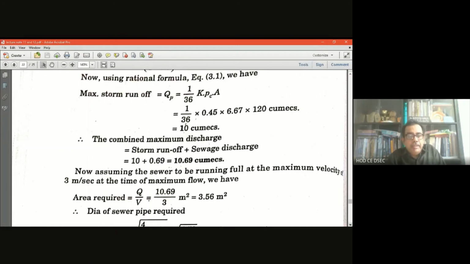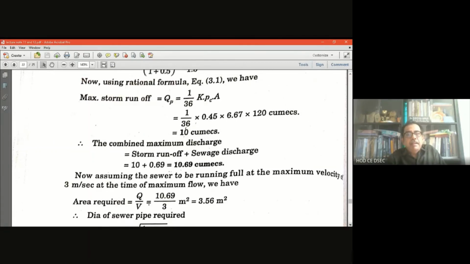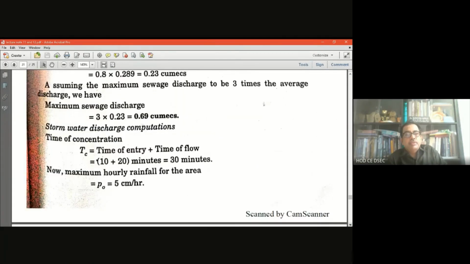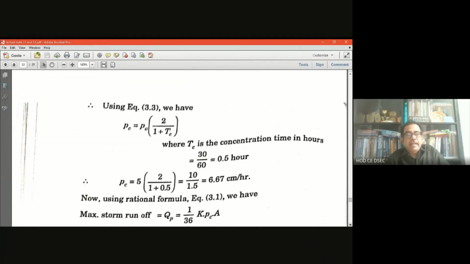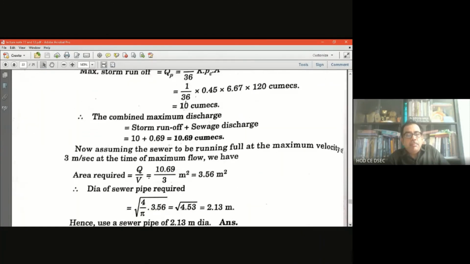So combining this 10 QMax plus what we found earlier, 0.69, that is the maximum sewage flow. If you remember, I am showing you again the values 0.23 and 0.69. So adding those flows for designing the combined sewer system, the combined discharge of 10.69 QMax is coming. Now assuming the sewer is running full at the maximum velocity of 3 meter per second at the time of maximum flow, we have Q by V.